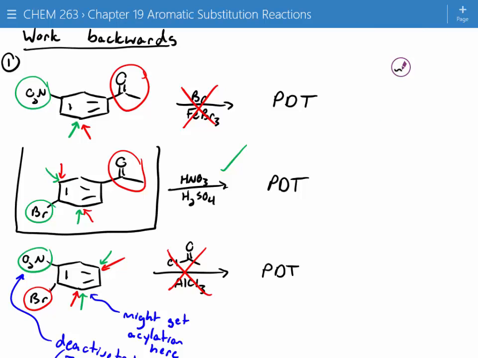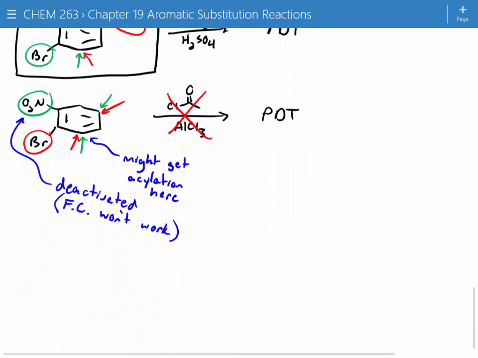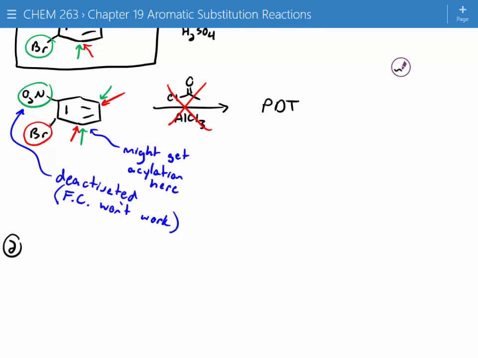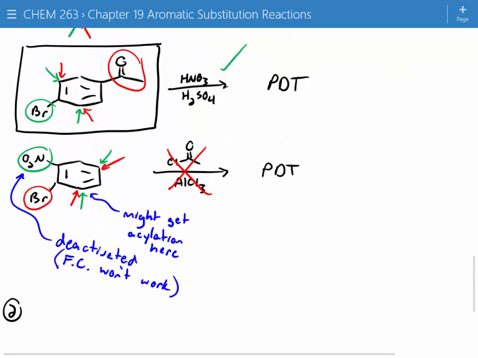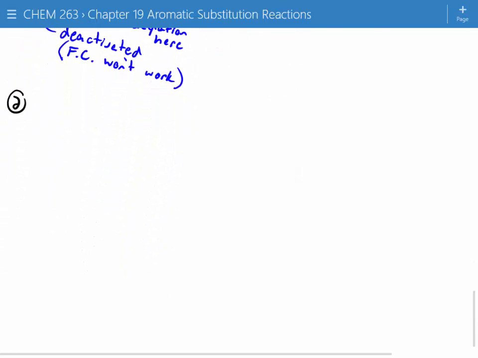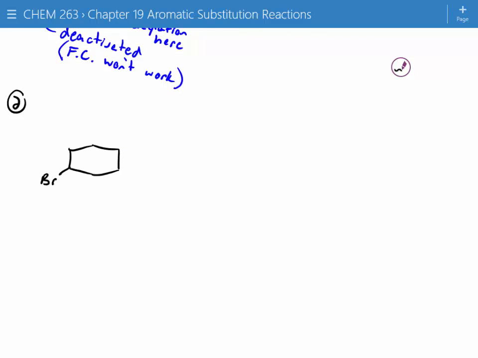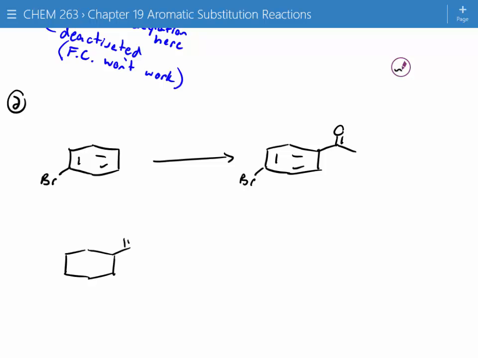If we need to go from here backwards, so I'll do step 2, working backwards. So that was our ketone para to our bromine. So we could start with our bromine on first, do our acylation, or we could just start with acetophenone and do our bromination in order to get to our intermediate.